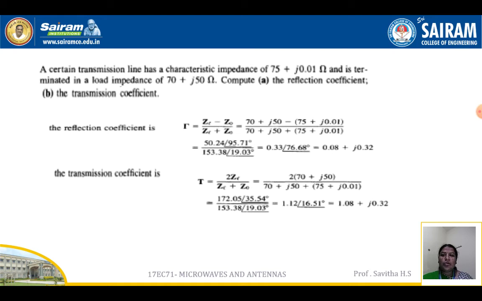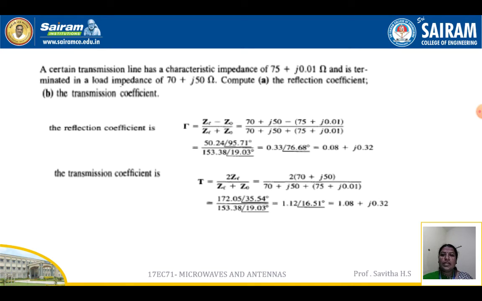We'll continue with another problem. A certain transmission line has a characteristic impedance of 75 plus j 0.01 ohms and is terminated in a load impedance 70 plus j 50 ohms. Compute reflection coefficient and transmission coefficient.